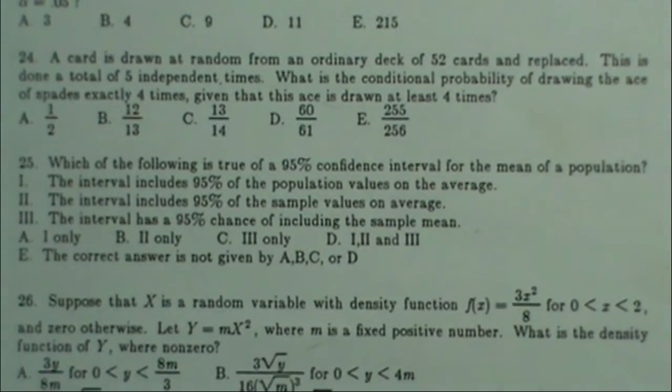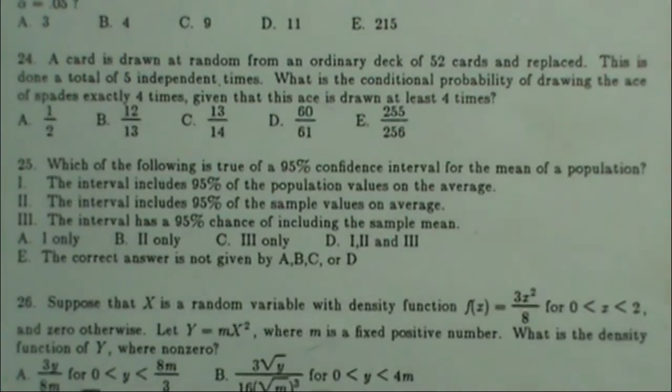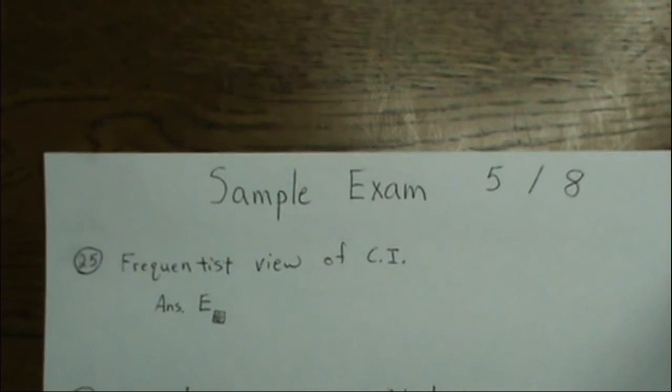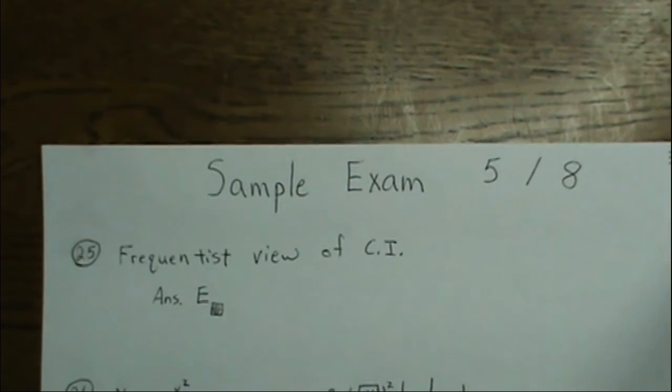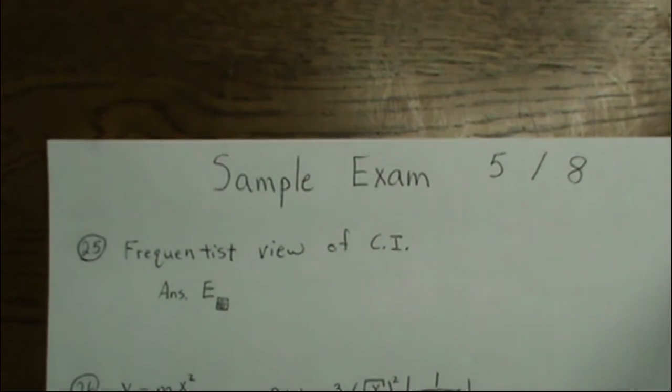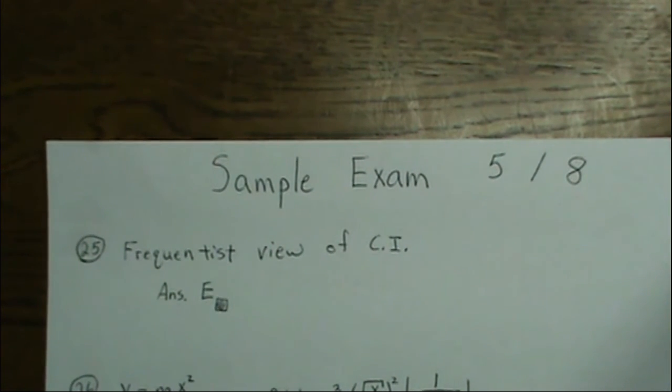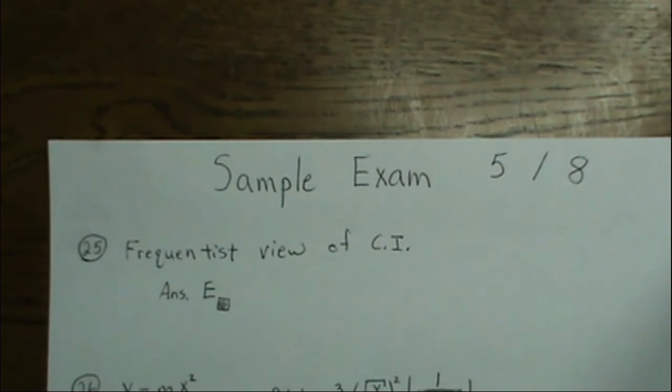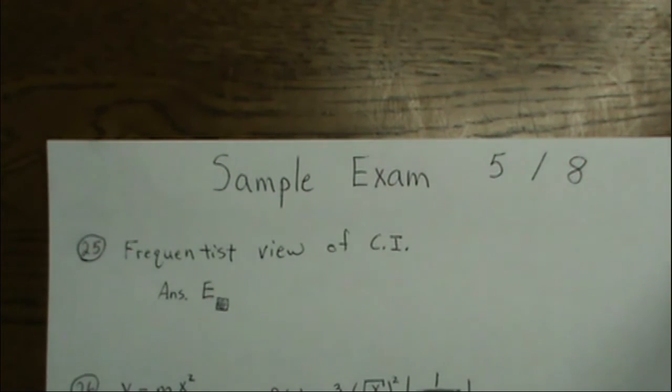Number 25. Which of the following is true of a 95% confidence interval for the mean of a population? So number 25, it asks about a confidence interval, and specifically a 95% confidence interval. And just briefly, a confidence interval is not a probability statement. A confidence interval is a frequentist viewpoint, which means if you do the same thing long enough, you're going to be correct 95% of the time.